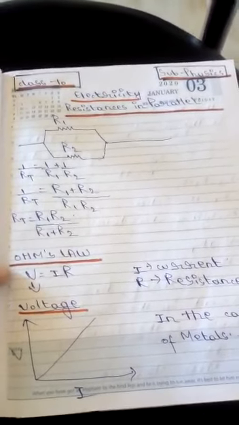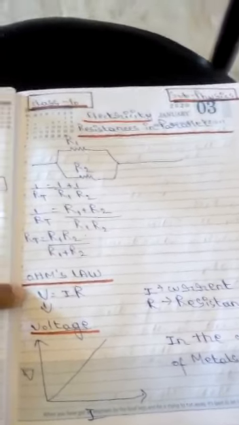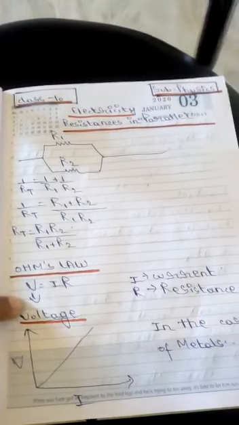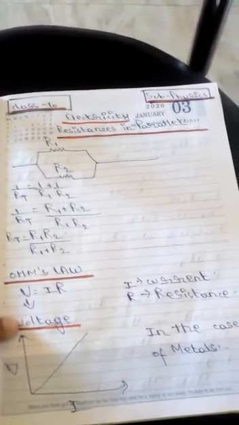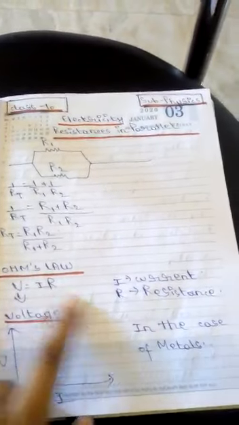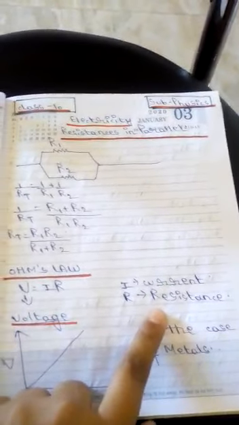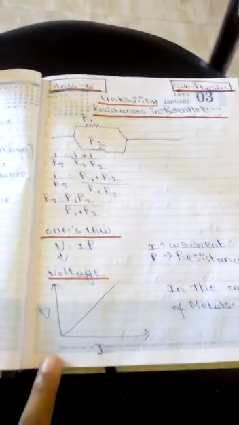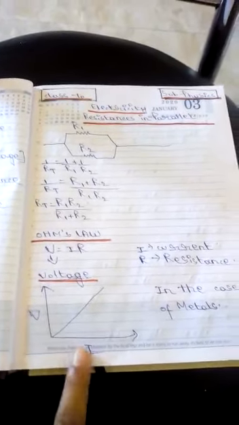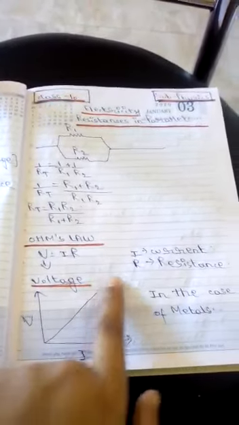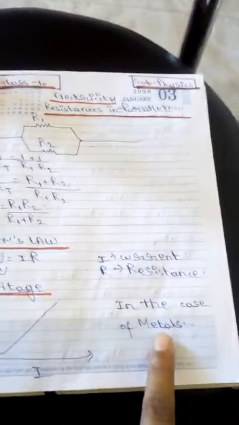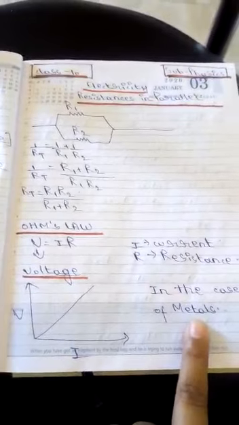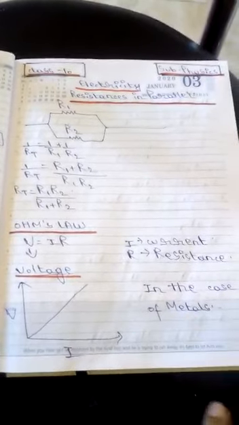Now we are going to study about Ohm's law. Ohm's law is given by the formula V is equal to IR, where V is the voltage, I is the current in the circuit, R is the resistance of the circuit. And if we are studying the case of metals, we will obtain this graph, where V is the voltage, I is the current in the circuit, and this graph is a linear graph, and this is the case of metals. We will be discussing the case of alloys and non-metals in the higher classes.